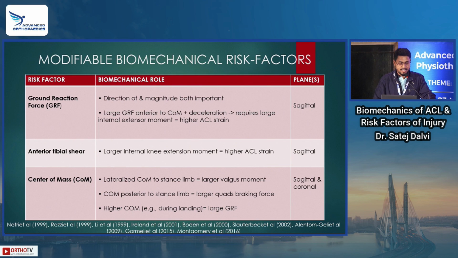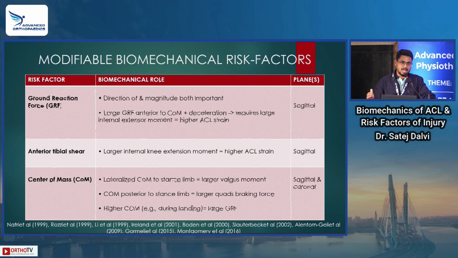When it comes to biomechanical factors, primarily ground reaction force, because all sports at a competitive level will have higher ground reaction forces. So you're trying to oppose very high anterior tibial shears in the sagittal plane. The center of mass is interesting because if you have a more lateralized or a more posterior or a higher center of mass when you're landing, then your quads braking force is going to be higher, and that's going to lead to higher strains on the ACL in the sagittal and coronal planes.